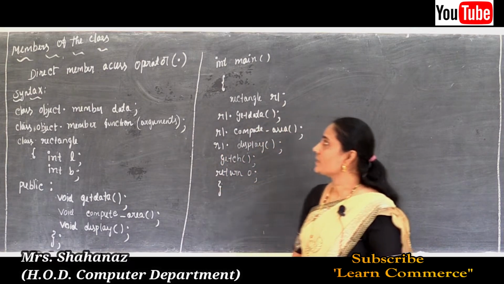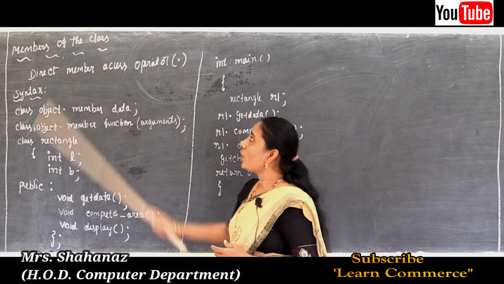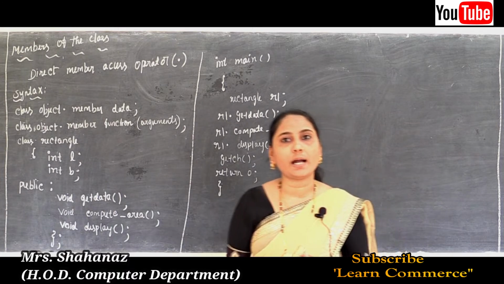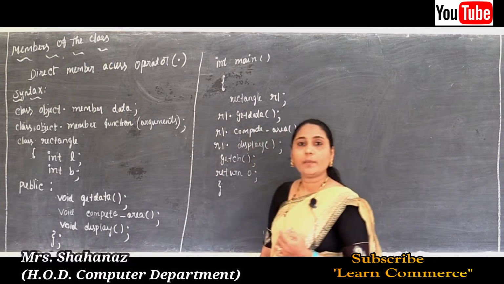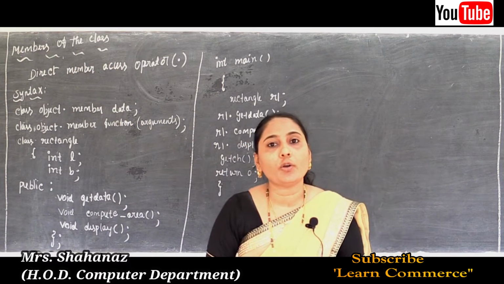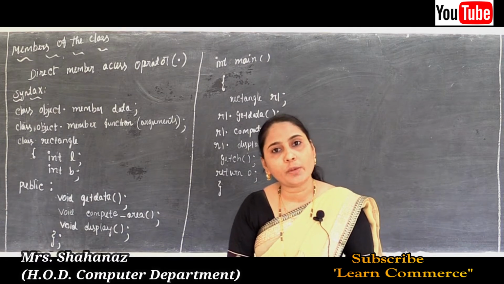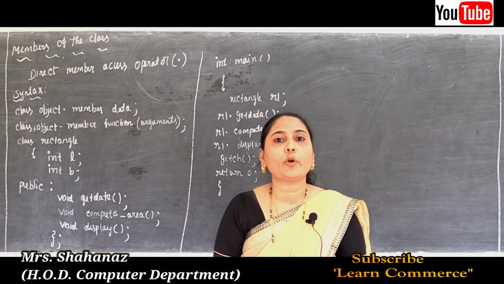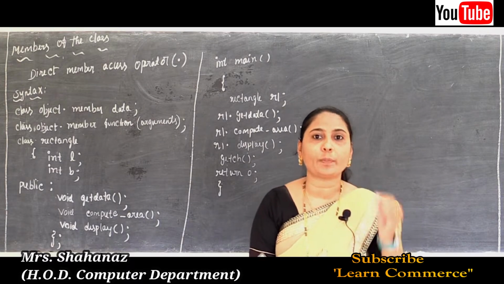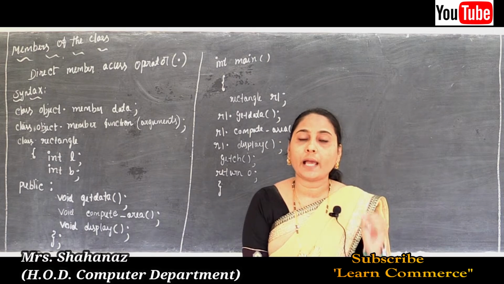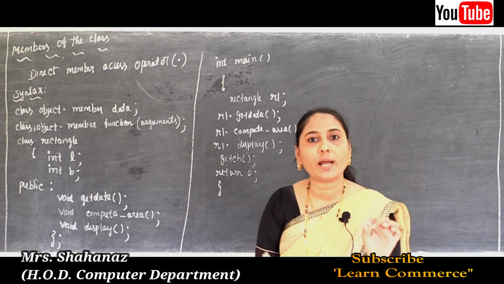Now in today's class we are going to discuss the members of a class. Which one is called a member of the class? The members of the class can be data or functions. A very important point: the private and protected members of the class, whatever data we declare in the private and protected access specifiers, can be accessed only through the functions, that is, the methods of that class only.